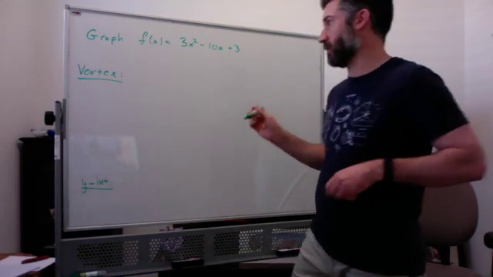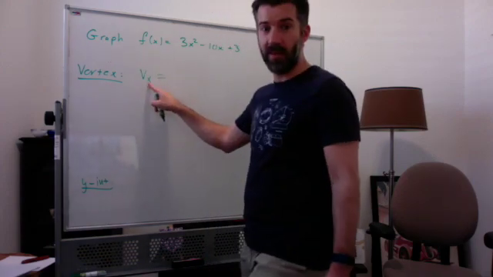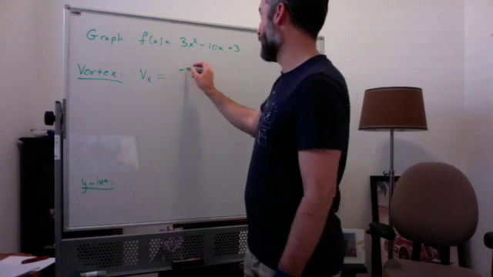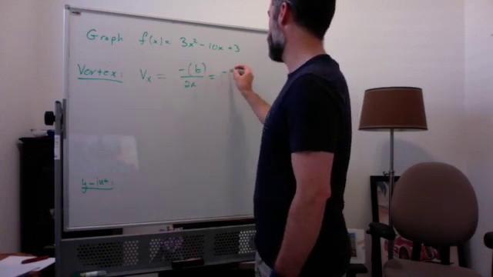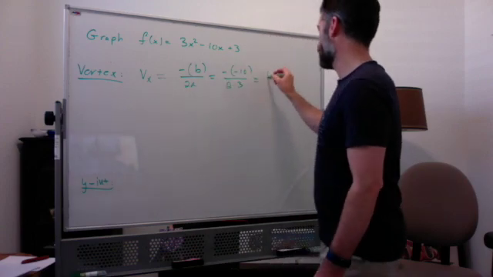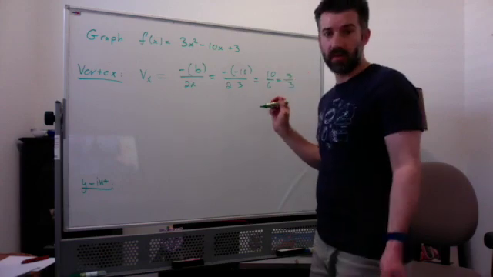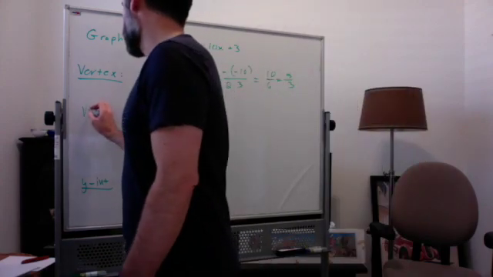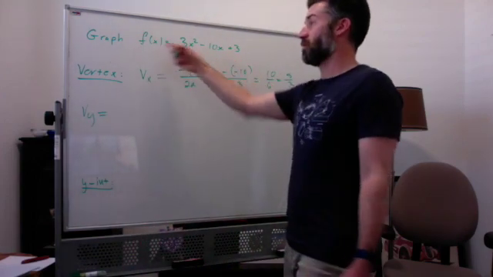First things first, vertex. So we're going to find the x coordinate of the vertex, which I like to call v sub x. It's going to be negative b over 2a, which is negative negative 10 over 2 times 3. That's 10 over 6, which reduces to 5 thirds. So there's the x coordinate. To find the y coordinate, we're going to plug in 5 thirds for x in the equation.